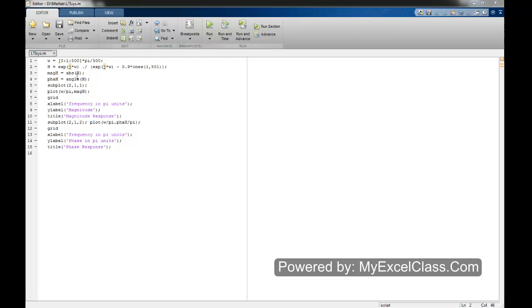So once again, I made some changes in this example. It was wrong. So from the top line, w is just a sequence of signals, and h will get an exponential of j into omega, which is our w, divided by exponential of j omega minus 0.9 and into ones. So let me go back to our presentation.